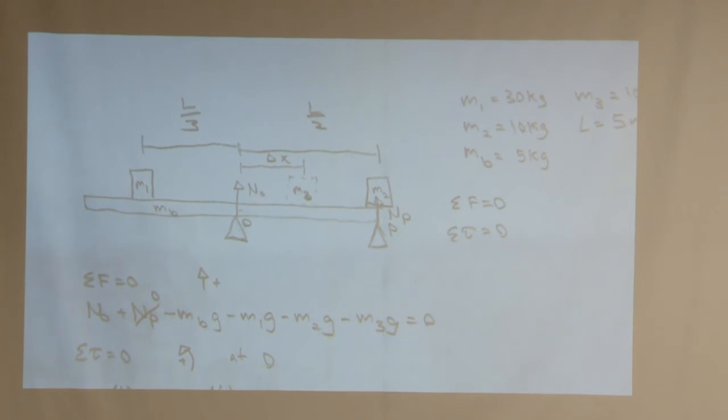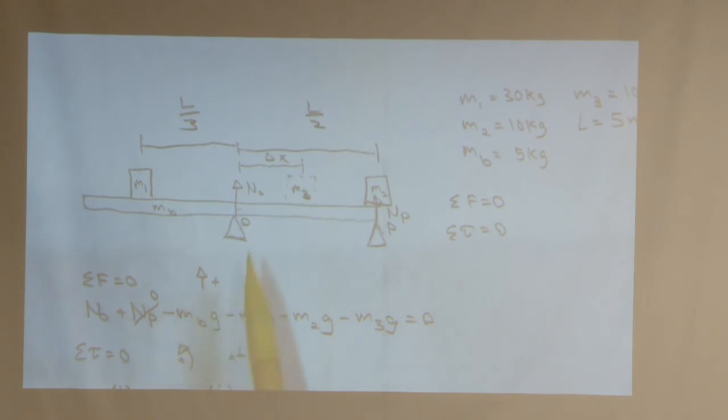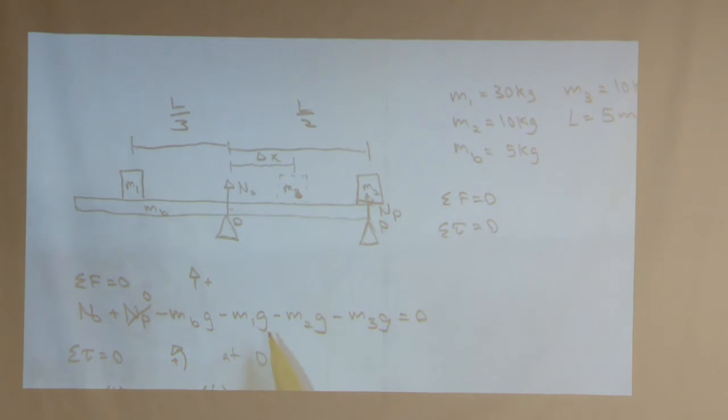So the only ones that act upward are the normal forces. So we have N_O plus N_P. And then all of the other ones are acting downward because of gravity. So we have minus M_B g, minus M_1 g, minus M_2 g, minus M_3 g. All right? M_B is the mass of the beam, and then these are the 3 different masses.